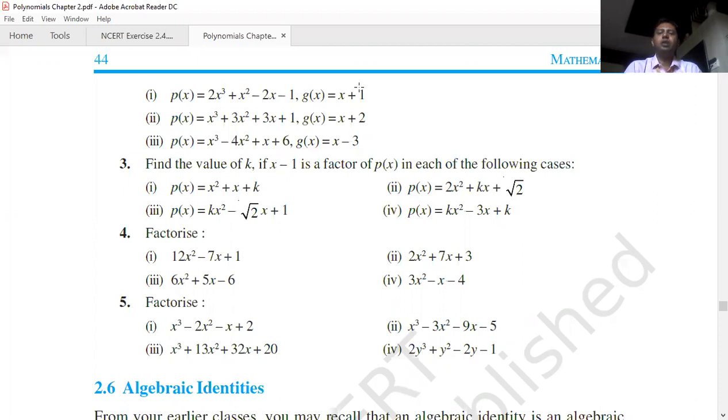The factors of 20 are plus 1, minus 1, plus 2, minus 2, plus 4, minus 4, plus 5, minus 5, then plus 10, minus 10, and plus 20, minus 20. So we'll find out the factors.